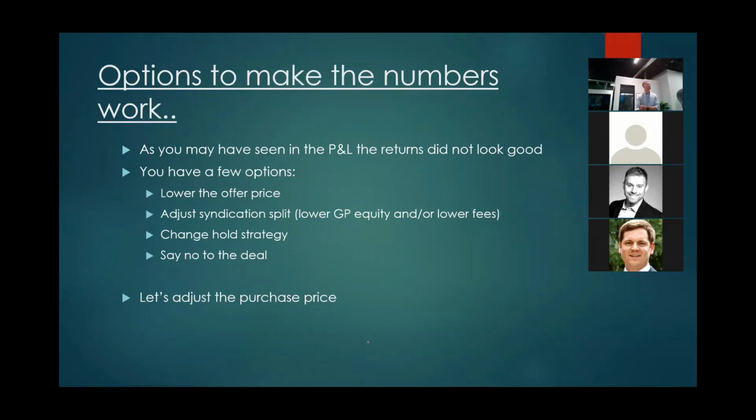So going back, as you saw on that previous P&L slide, the returns didn't look too good. At this point, these are a few of the options I would consider. Obviously, the easy one, just bump the offer price down so the numbers work. Or you could go back and adjust the syndication split if you are syndicating. Maybe you lower your equity or get rid of some of your fees to make the numbers work. Maybe you change your hold strategy. Maybe you bump it up to a 10-year hold, and all of a sudden the numbers look a little better. Or you just say no to the deal right away because you know it's not going to work. In this instance, just keep it basic. I just adjust the purchase price down to where the numbers started to work.